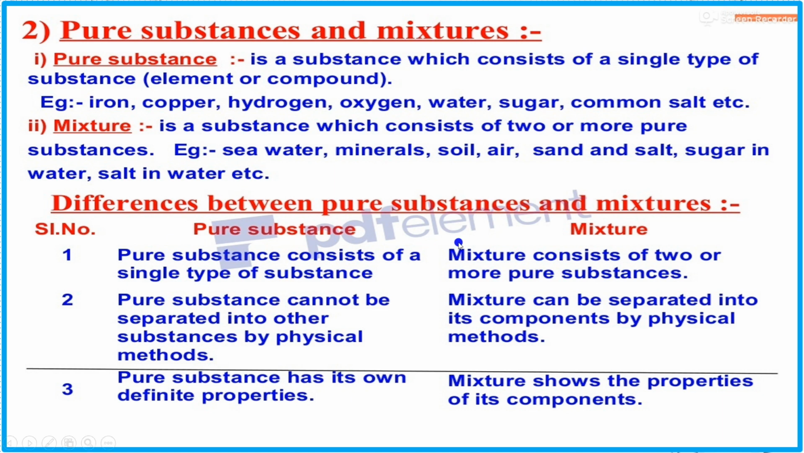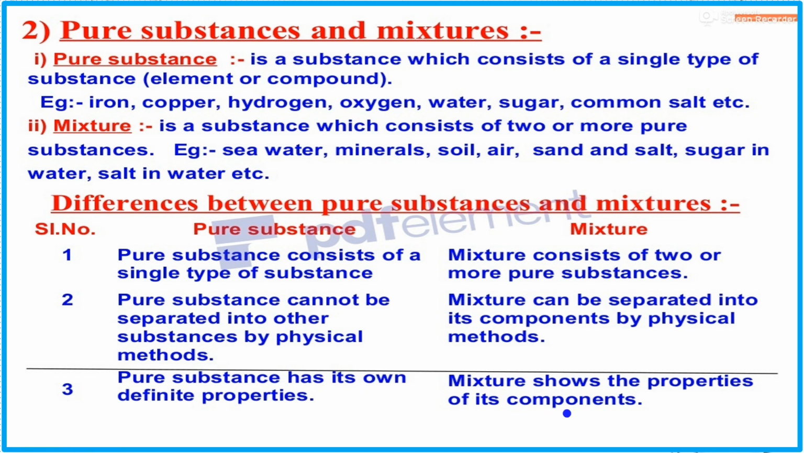Then the differences between pure substances and mixtures. First difference is pure substance consists of a single type of substance, but mixture consists of two or more pure substances. Pure substance cannot be separated into other substances by physical methods. Mixture can be separated into its components by physical methods. Pure substance has its own definite properties, but mixture shows the properties of its components.